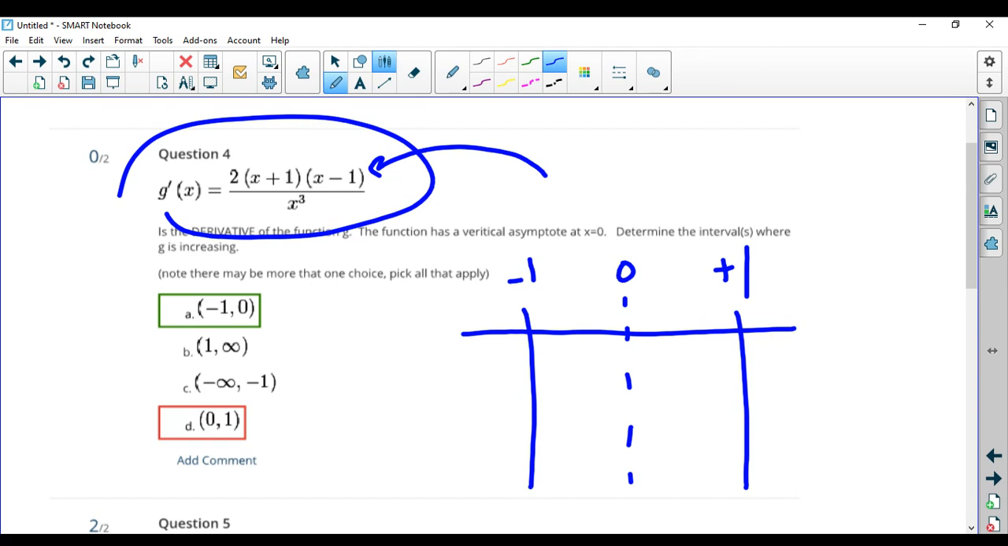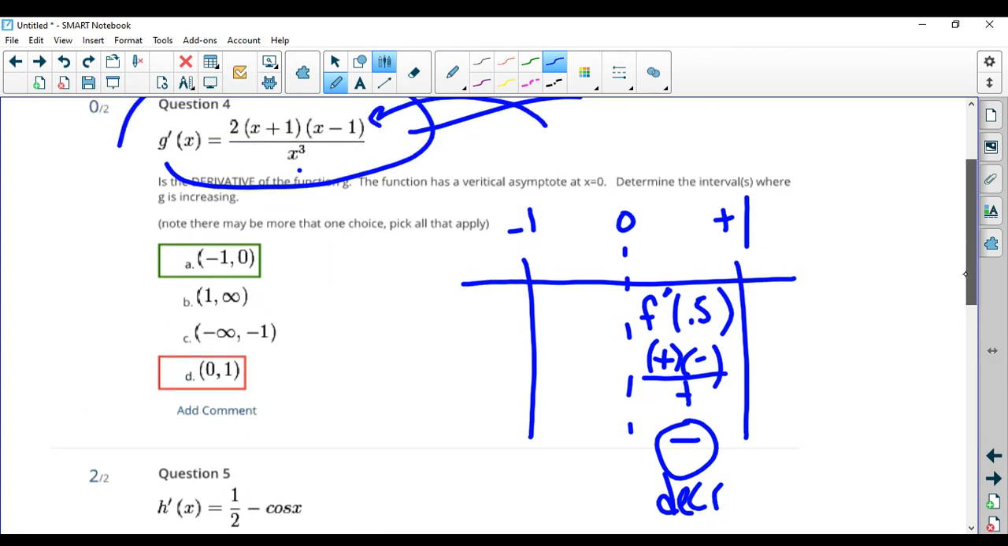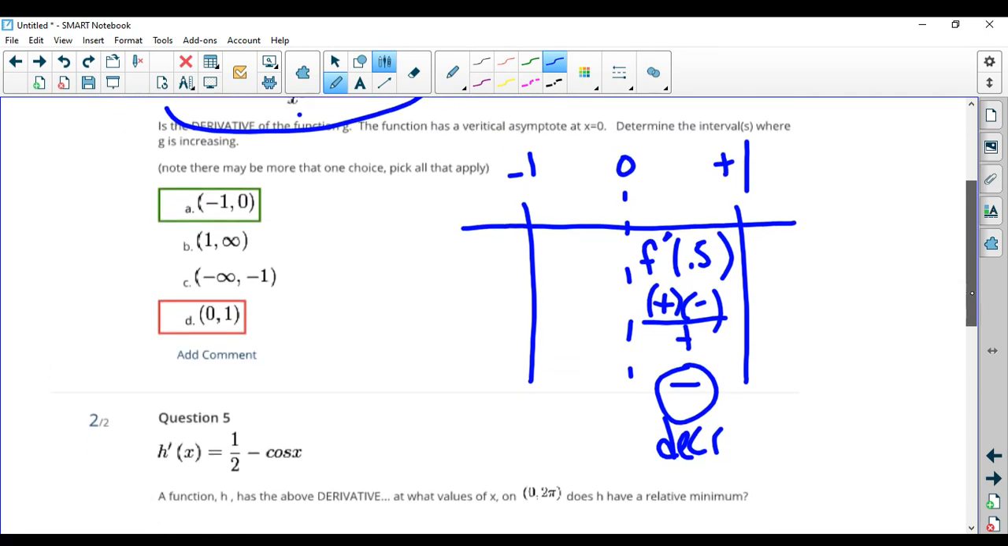Say right here, from 0 to 1, you test f prime of 0.5. So you plug that into the derivative, and you'll get 2, which is positive. 0.5 plus 1 is positive. 0.5 minus 1 is negative. And 0.5 cubed is positive. So you get a positive times a negative, which is negative, over a positive, which is negative. So we're decreasing here. So continue that with all the intervals, and you should be able to get that answer.